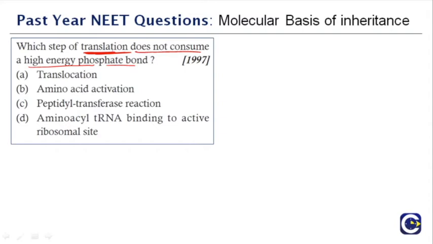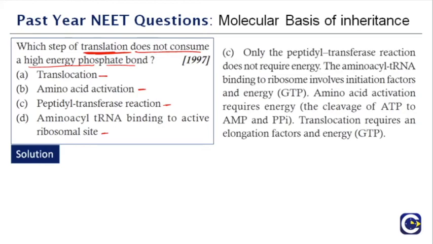So which step of translation does not consume energy? Is it translocation, amino acid activation, the peptidyl transferase reaction, or amino acid tRNA binding to the active ribosome site? Which step does not consume a high energy phosphate bond? The right answer is the peptidyl transferase reaction. Only the peptidyl transferase reaction does not require energy.